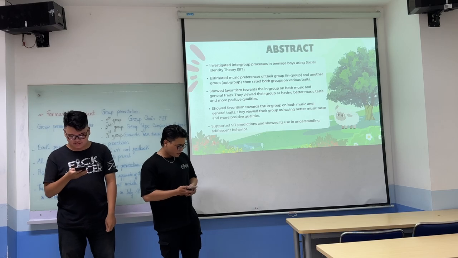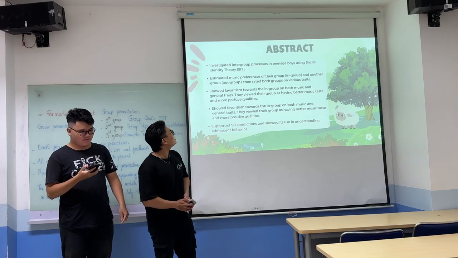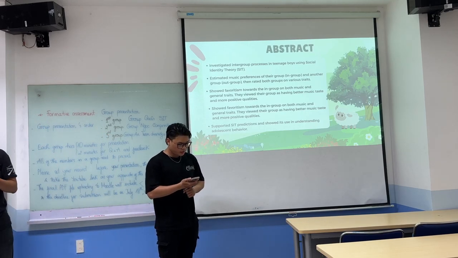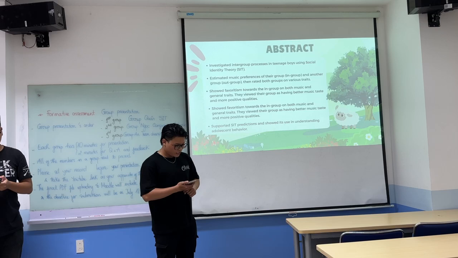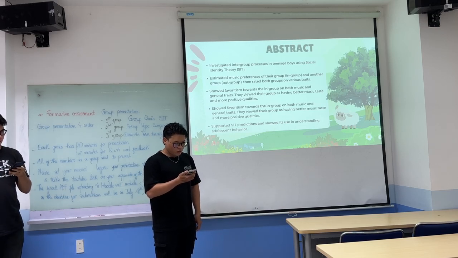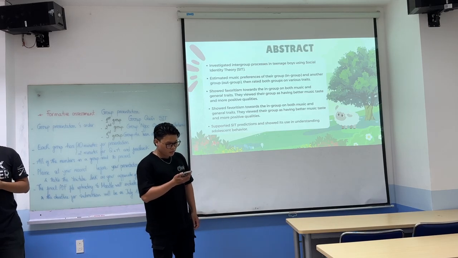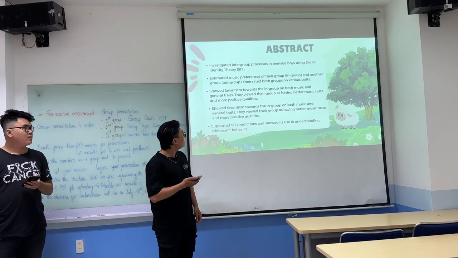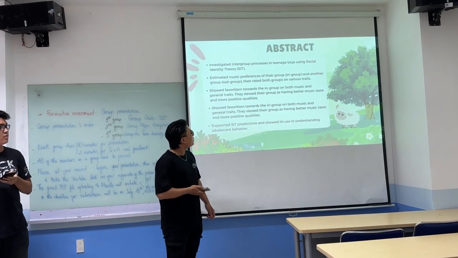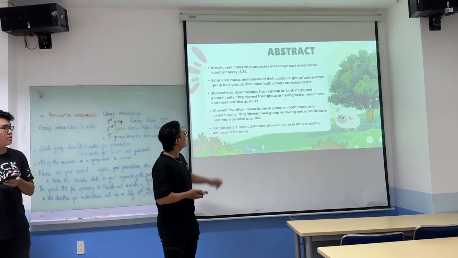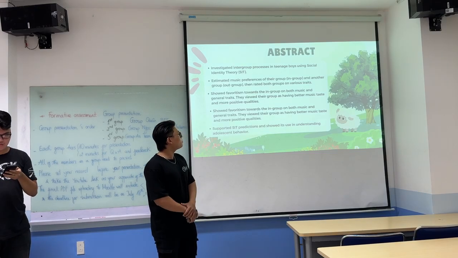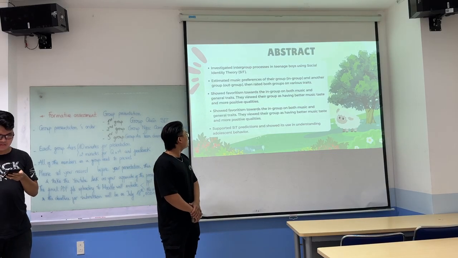So next up, I would like to talk about the abstract. First of all, the investigation into group process in teenage boys using social identity theory. Next is estimating music preference of their group and another group, and rating each group on various traits. Next is in-group favoritism. In the in-group, on both music and general traits, they view their group as having better music taste and more positive qualities.